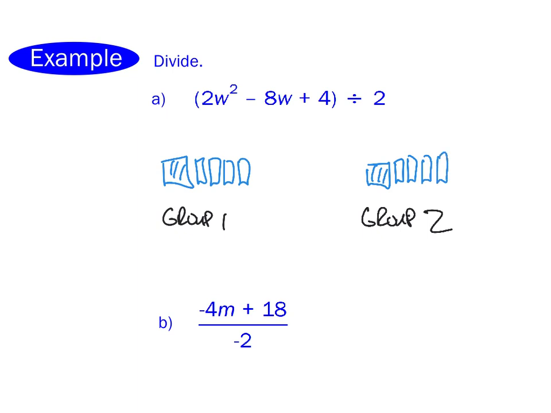And we have plus 4. How do we draw plus 4? 4 shaded little squares. There's 1. There's 2. There's 3. There's 4. What is in each group? W squared minus 4w plus 2. Beautiful work. W squared minus 4w plus 2. That is what's in each group.